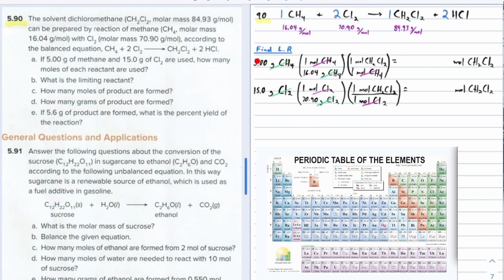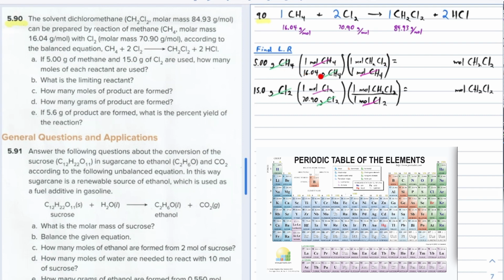If you have 5 grams of methane reacting with 15 grams of chlorine, the way you can determine the limiting reactant is just to figure out how many moles of the product each one would form if they both fully reacted. And so we take methane first. So 5 grams of methane, convert that to moles using the molar mass, and then go from moles of methane to moles of product. This is a 1-to-1 ratio. You can see the units canceling out.